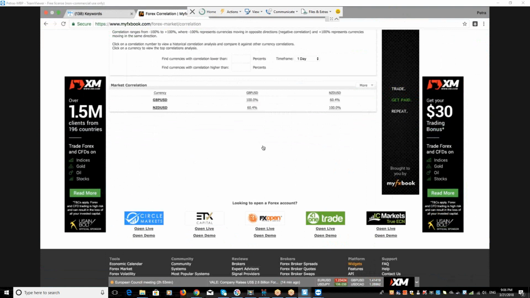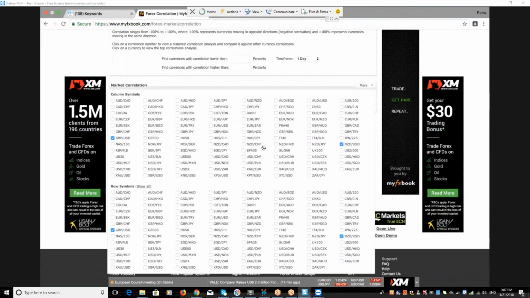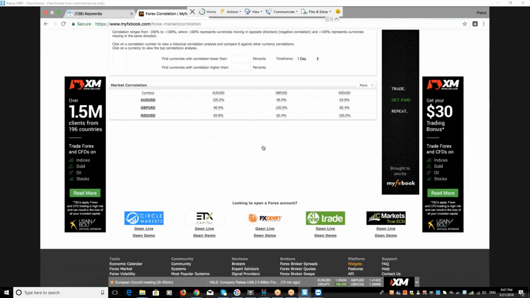Right. So can we see why? Because they're positively correlated, but they're not that strong. So what we could then do now, for me, go back to more, and this time we're going to look for Aussie USD. So click on Aussie USD for me, and then click on more. Now this time we've got 48%. Okay, so we can even trade those three together because none of them are over 70%, but they're positively correlated, but not that strong.